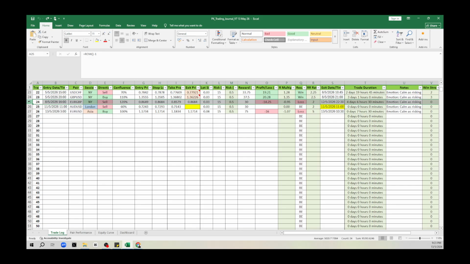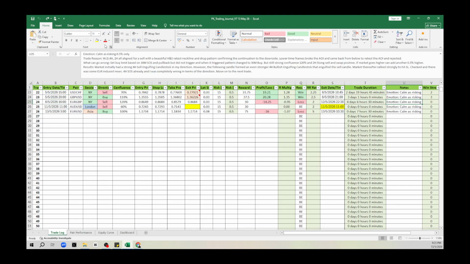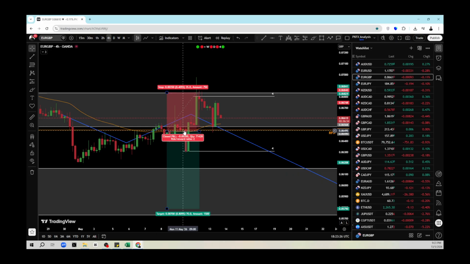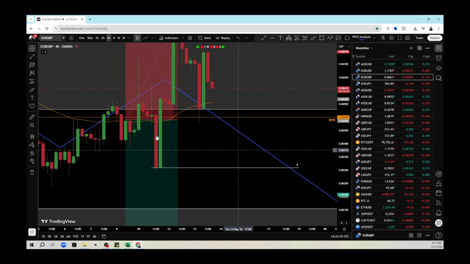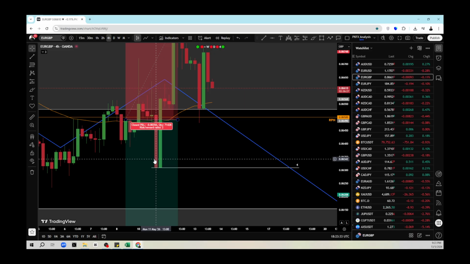So I've clearly mentioned over here for EURGBP the particular result for this trade. The market initially had a strong 4-hour sell engulfing candlestick in my direction. However, the following candle formed an even stronger 4-hour bullish engulfing candlestick that engulfed the sell candle itself. I was referring to this particular candle, right? So even though I got a strong engulfing sell candle, an engulfing candle can always be engulfed back again with an even stronger candle.